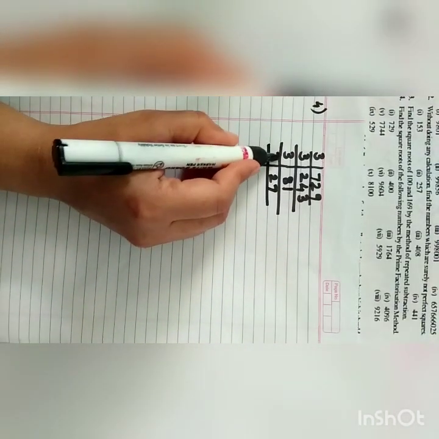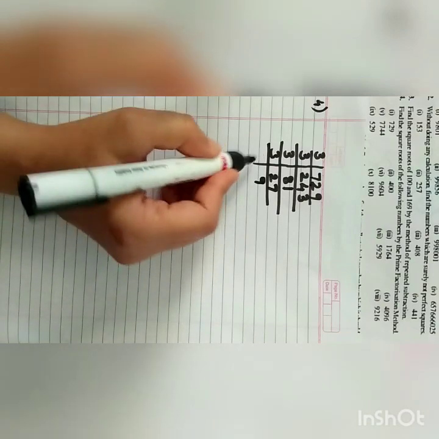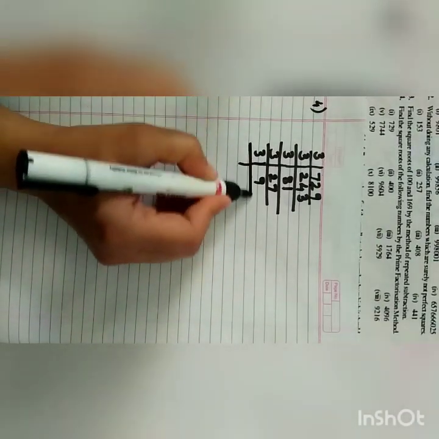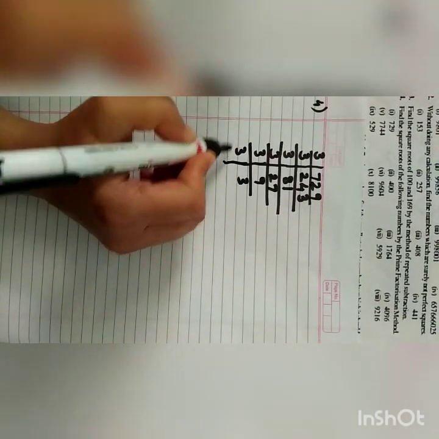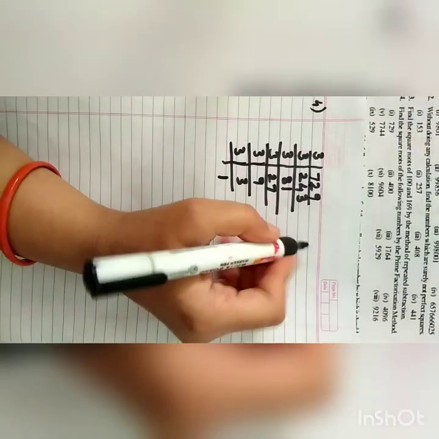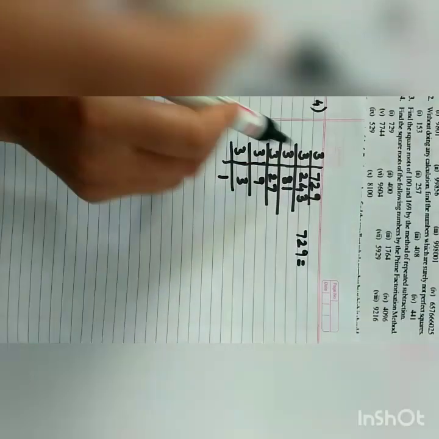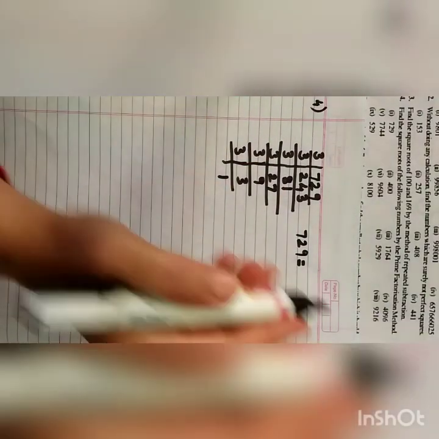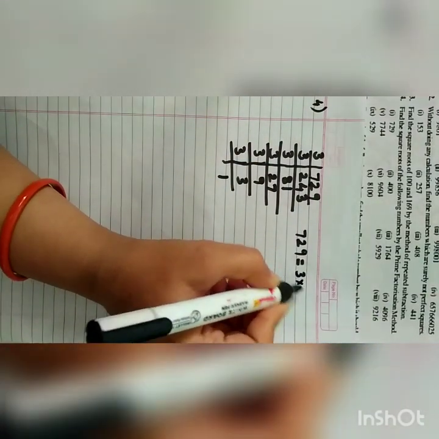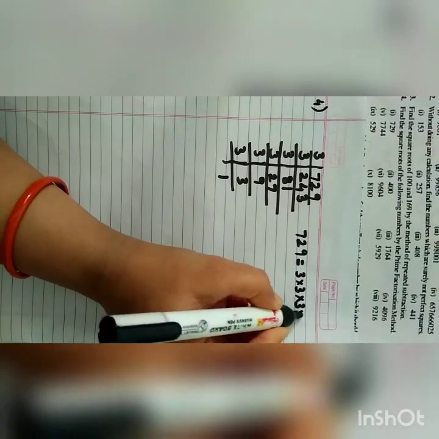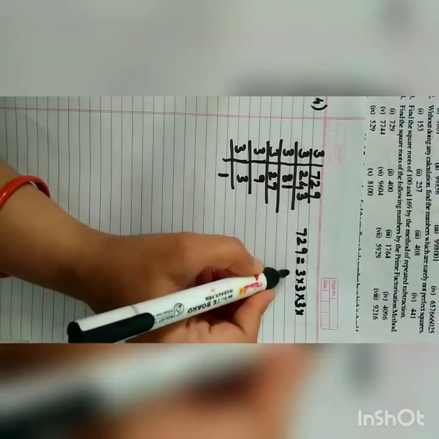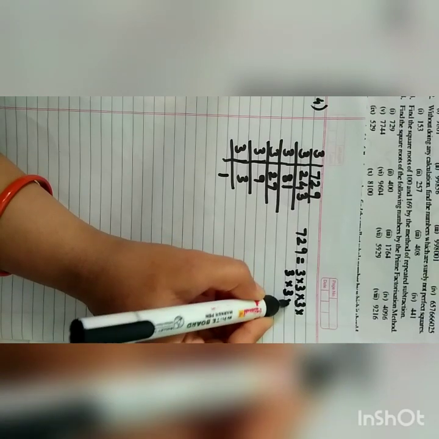Again 27, it is divisible by 3. 3 nines are 27. 3. Again 3 and 3 1. Then we will write all the prime factors of 729. They are all 3. How many times? 6 times. 3, 3, 3. This much will be 6 times.